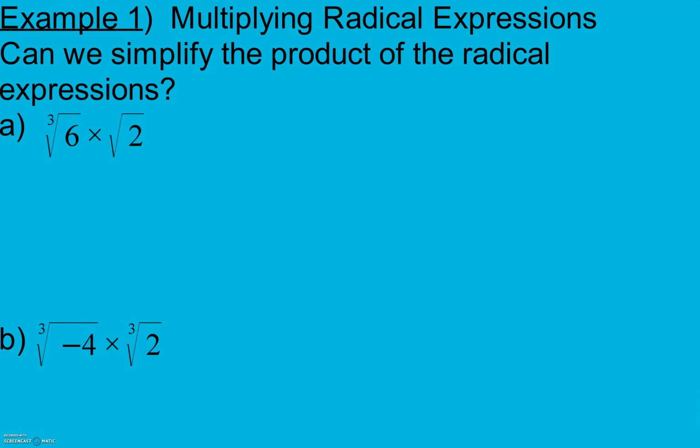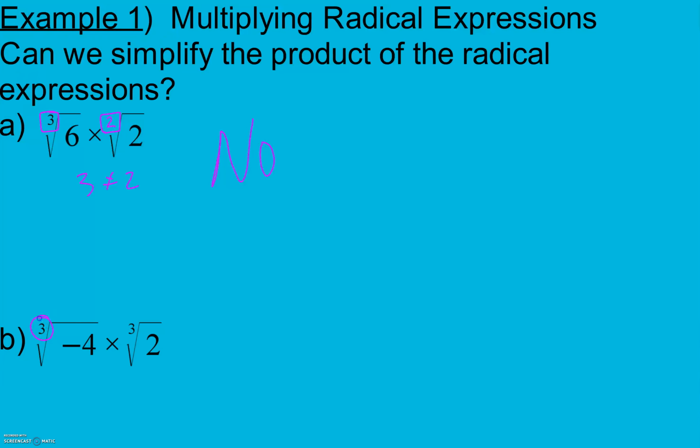In example 1 here, we're going to be multiplying radical expressions. We're going to figure out, can we simplify the product? And if we can, let's simplify it. So if we look here at A, my index is a 3. Here my index isn't listed, so we know it's a 2. And since 3 and 2 are not the same, this cannot be simplified.